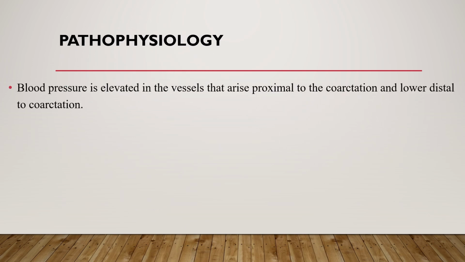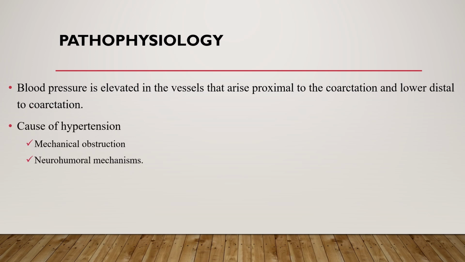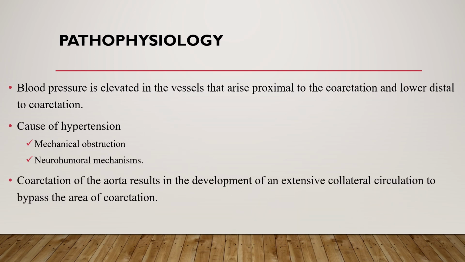Blood pressure is elevated in the vessels that arise proximal to the coarctation, whereas it is lower in the vessels that start distal to the coarctation. The cause of hypertension is not only mechanical obstruction; there are also neurohormonal or neurohumoral mechanisms that play a role in the development of hypertension in those patients. And coarctation of the aorta results in the development of extensive collateral circulation to bypass the area of coarctation.